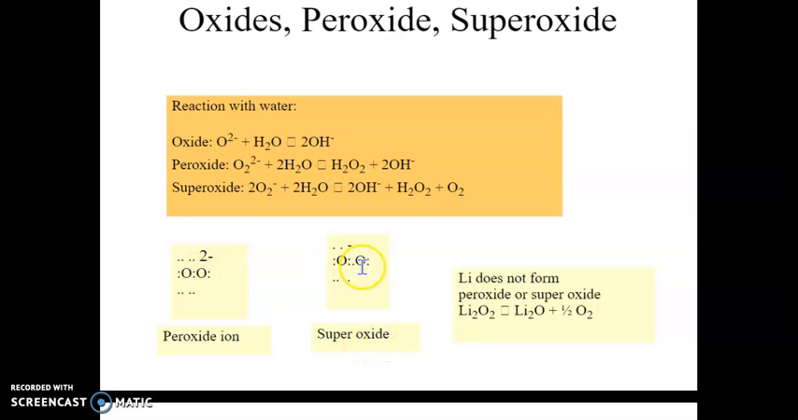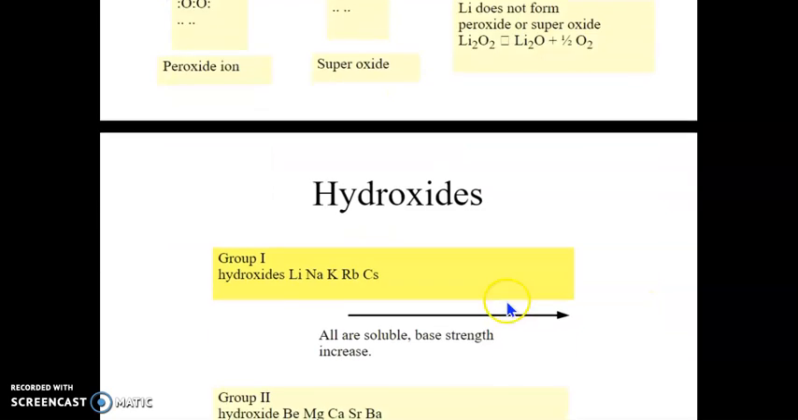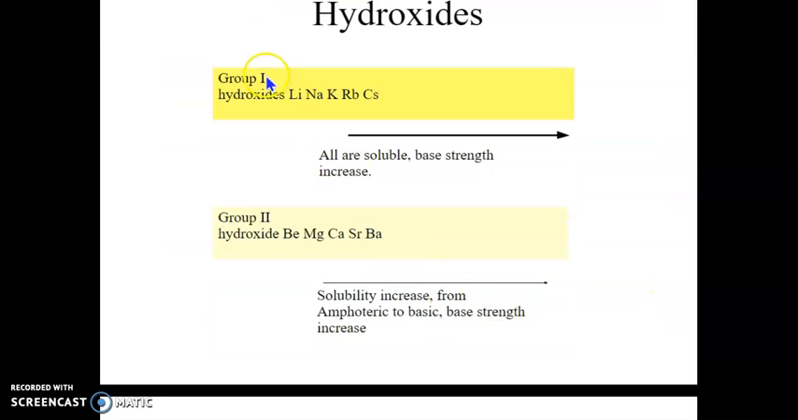Superoxide means O2 1 minus. Lithium does not form peroxide or superoxide. Now the next are hydroxides. Group first hydroxides, that we see in the table, are lithium hydroxide, sodium hydroxide, potassium hydroxide, rubidium hydroxide, and cesium hydroxide. All are soluble strong bases, and the strength increases. The basicity of hydroxides increases from top to bottom, from lithium to cesium.